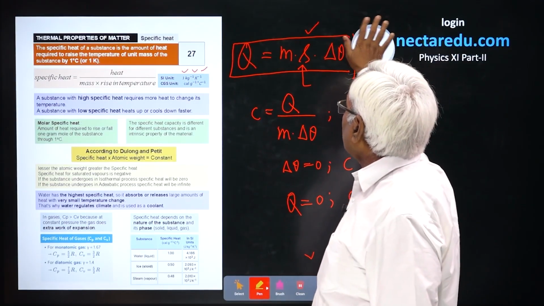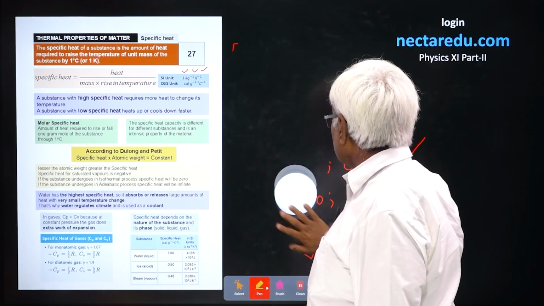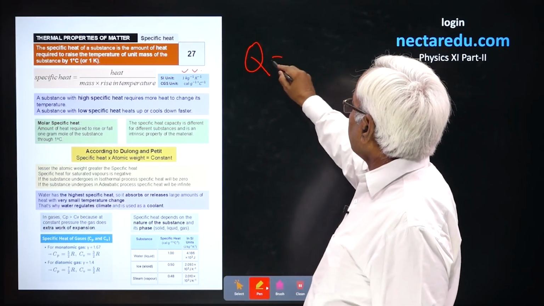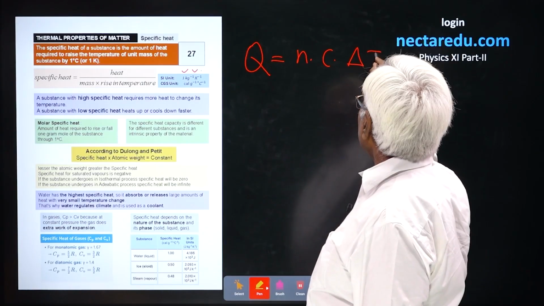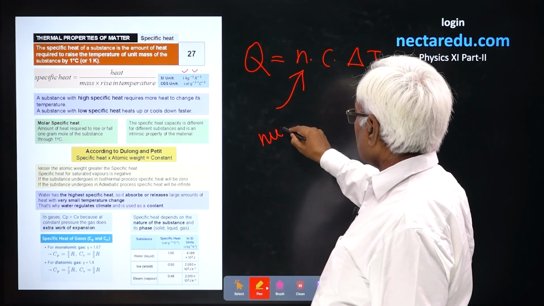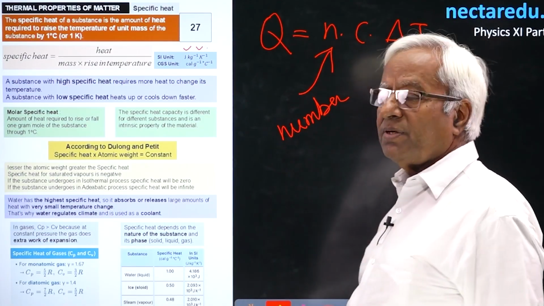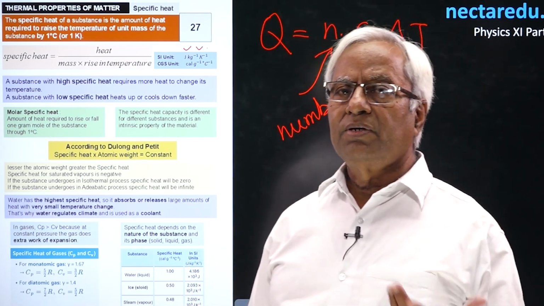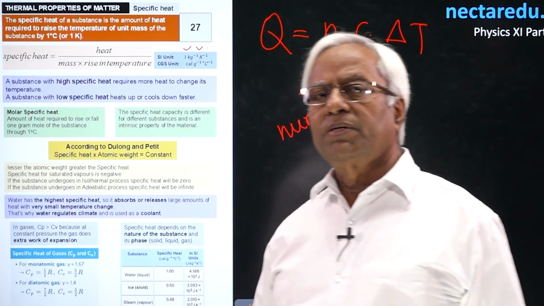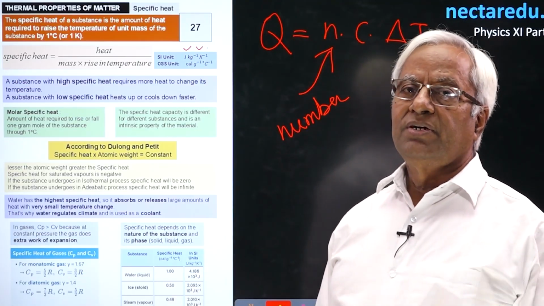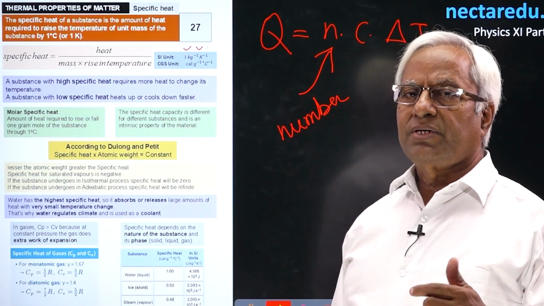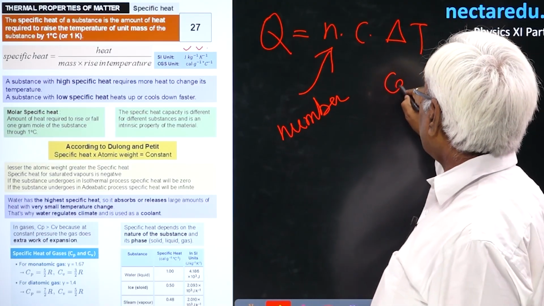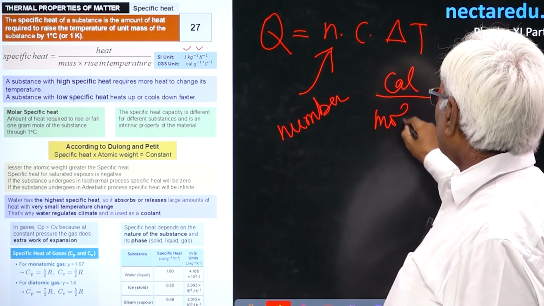Then one more term is defined, that is called molar specific heat. Molar specific heat will also be given by this relation. You see, this n is going to be the number of moles. While defining specific heat, we say that it is the heat required by unit mass of a substance in raising its temperature by 1 degree Celsius. But here molar specific heat is defined by the heat required by 1 mole of a substance in raising its temperature by 1 degree. This is molar specific heat. Its unit is going to be calorie per mole Kelvin.